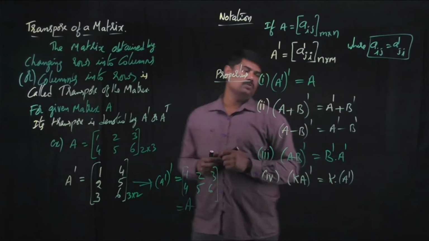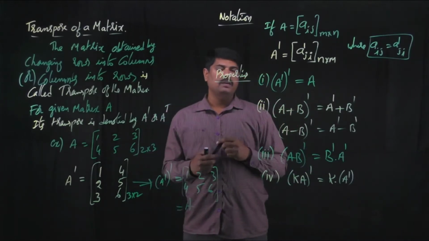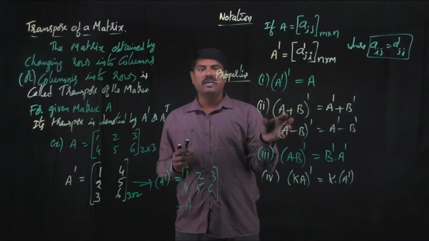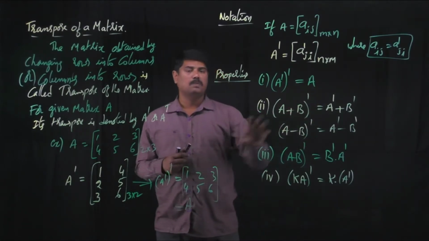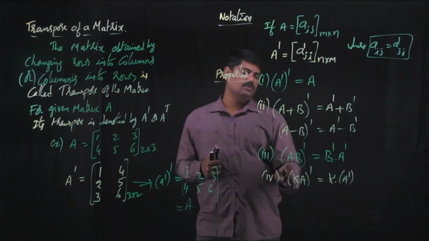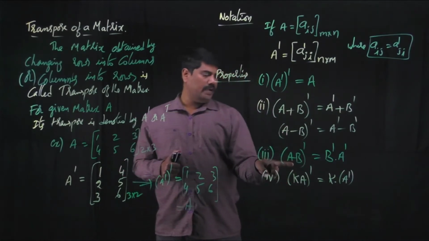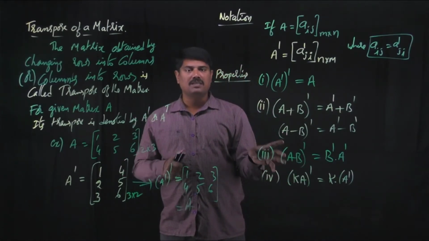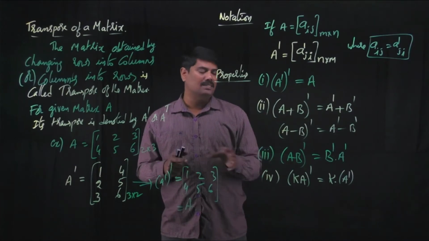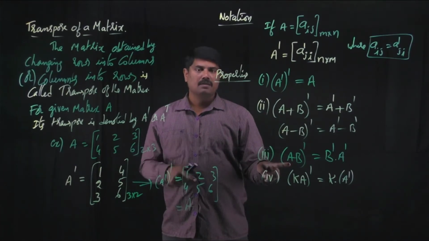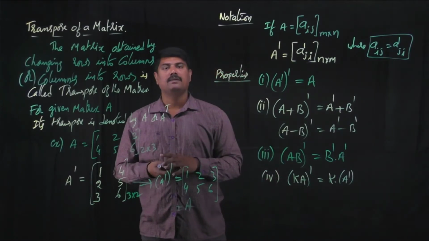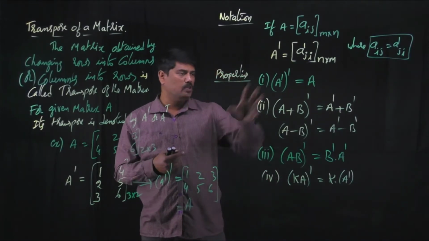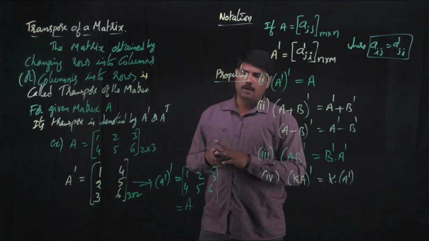Here also, for A and B, addition must be possible, so you have to take matrices of the same order to verify this property. For this one, AB has to be defined, so you have to consider the order of AB: A is a matrix whose columns must equal the number of rows of B. So by considering suitable examples, you can verify all these properties.